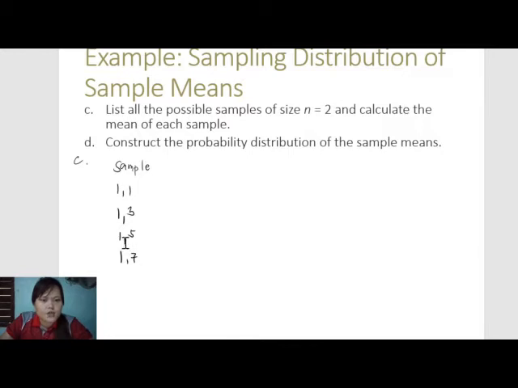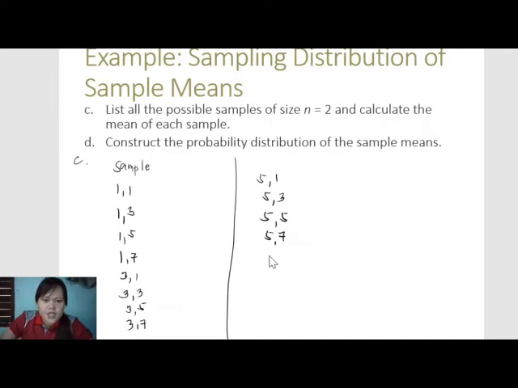Next is 3,1; 3,3; 3,5; 3,7. Next, another sample: 5,1; 5,3; 5,5; 5,7. Then 7,1; 7,3; 7,5; 7,7.